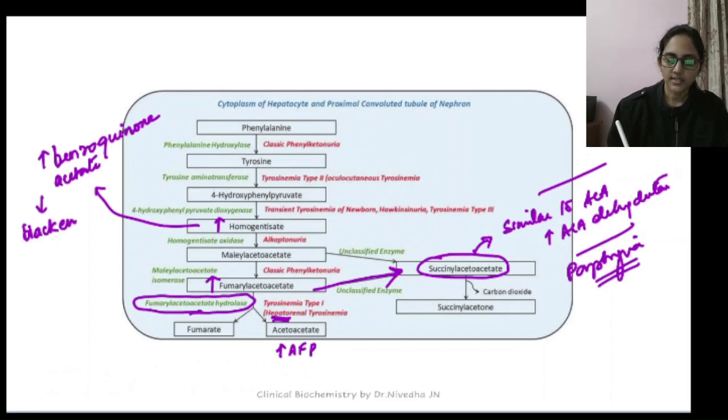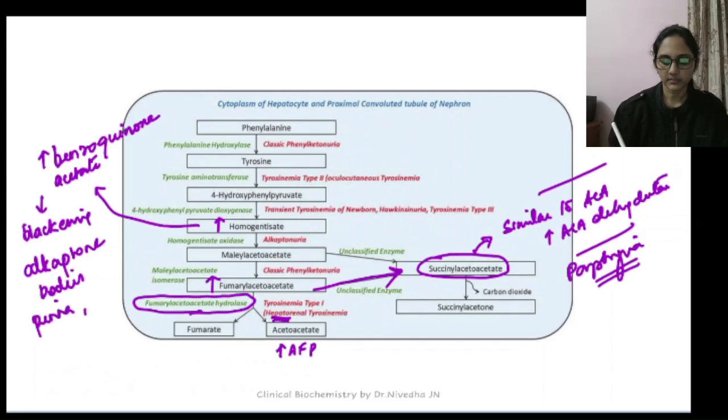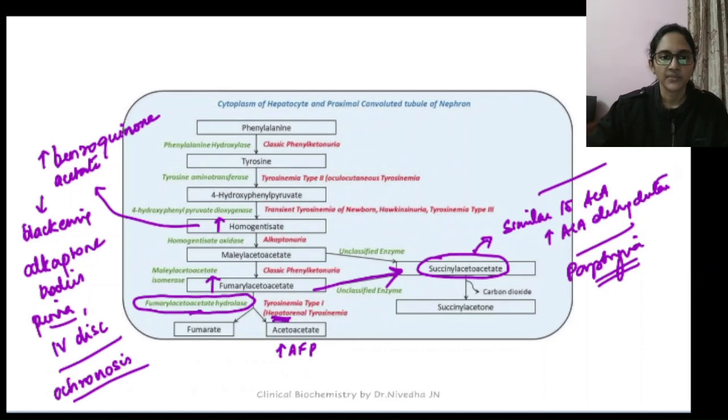So this causes blackening of urine, and not just blackening of urine. What else does it cause? It causes alkapton bodies, and it gets deposited in your pinna and intervertebral discs. That will lead on to what is called ochronosis. You need to understand these points here. So this is all about your alkaptonuria.